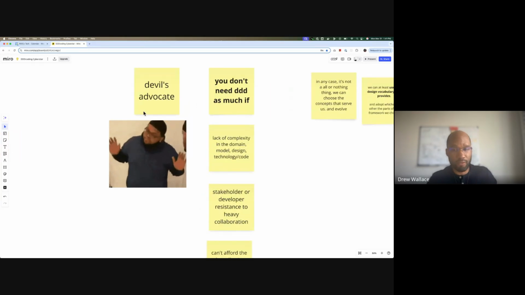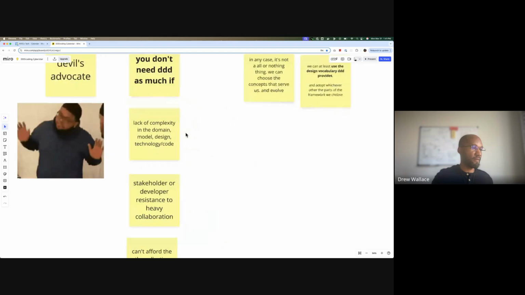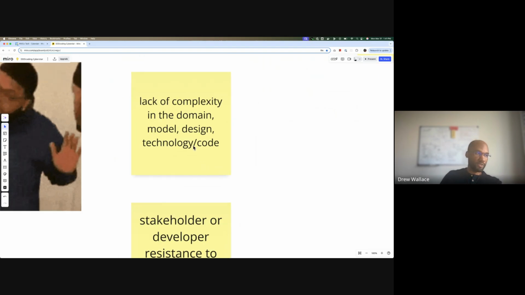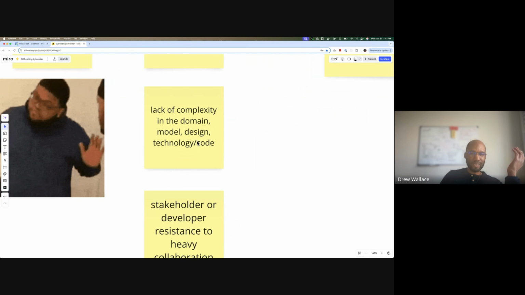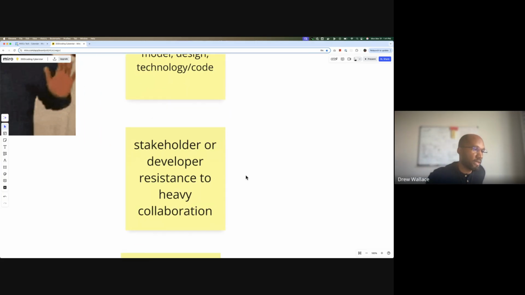So let's play devil's advocate with all this, right? That's Drewski, by the way, if you don't know. Just like, maybe you won't need this, right? If there's no complexity in the domain model or in the technology, then you might not want to pay the cost of the learning curve, right?